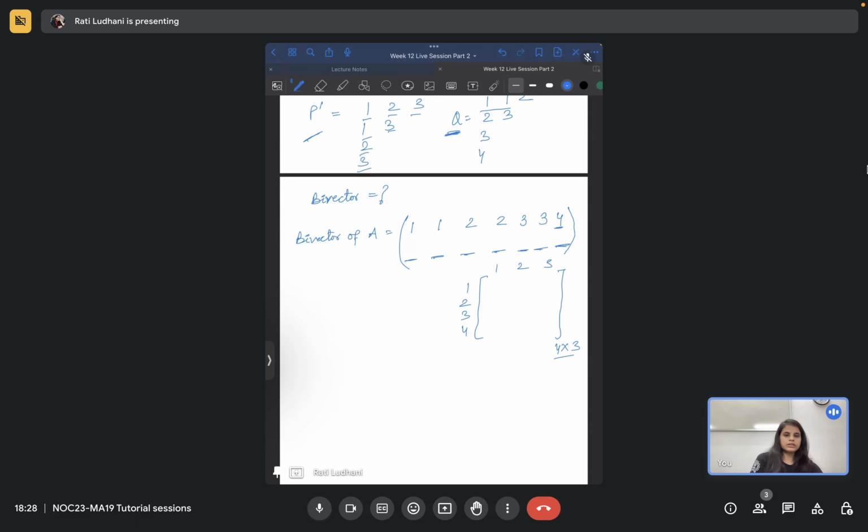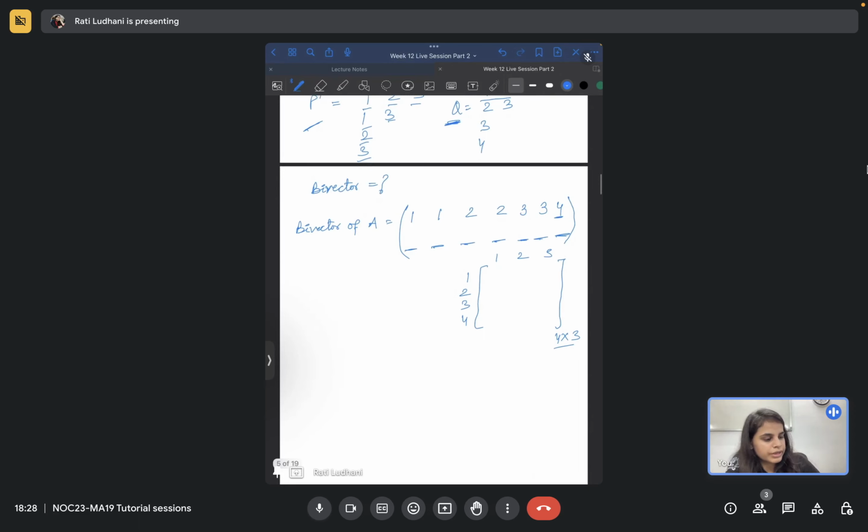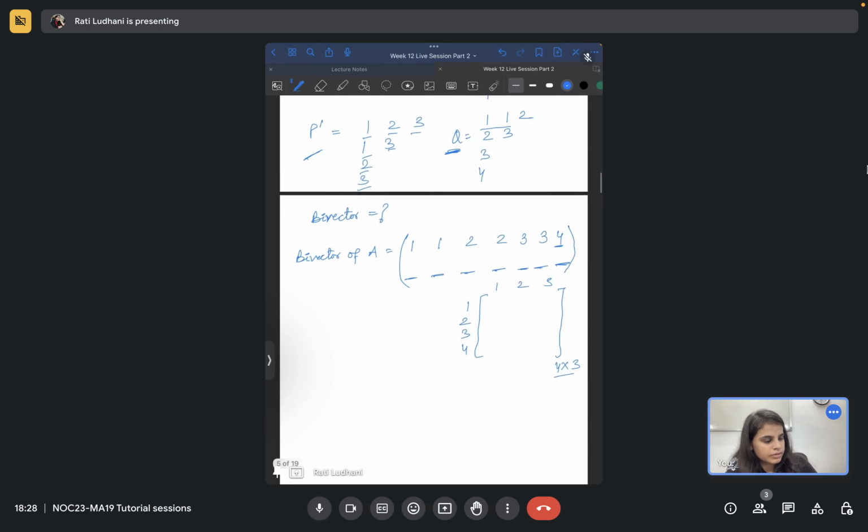It could be there in between, but not in the end. Okay, so that's why the matrix has this size right now, we can assume. Now let's try to find the bivector.